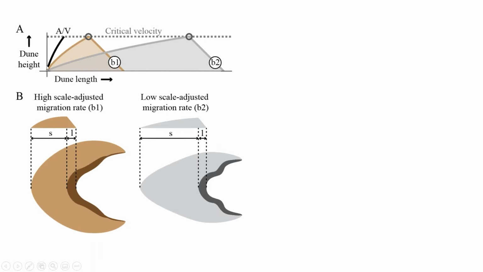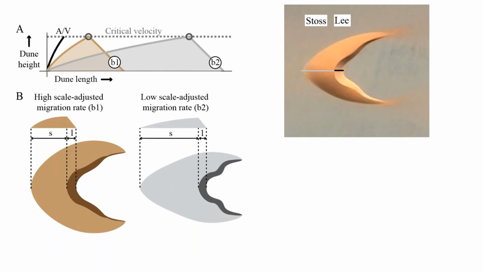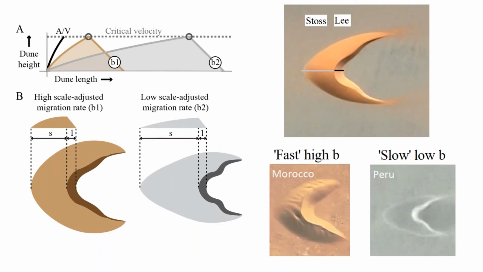And the distance across which this critical velocity is reached is shorter for areas that have a high scale adjusted migration rate. So the ratio of the backwards facing stoss side and the forward facing lee face is an indication of the environmental parameters or the scale adjusted migration rate of that dune. Right, so if you measure these two, the stoss and the lee, the length, then the ratio between those can give you the value for B.